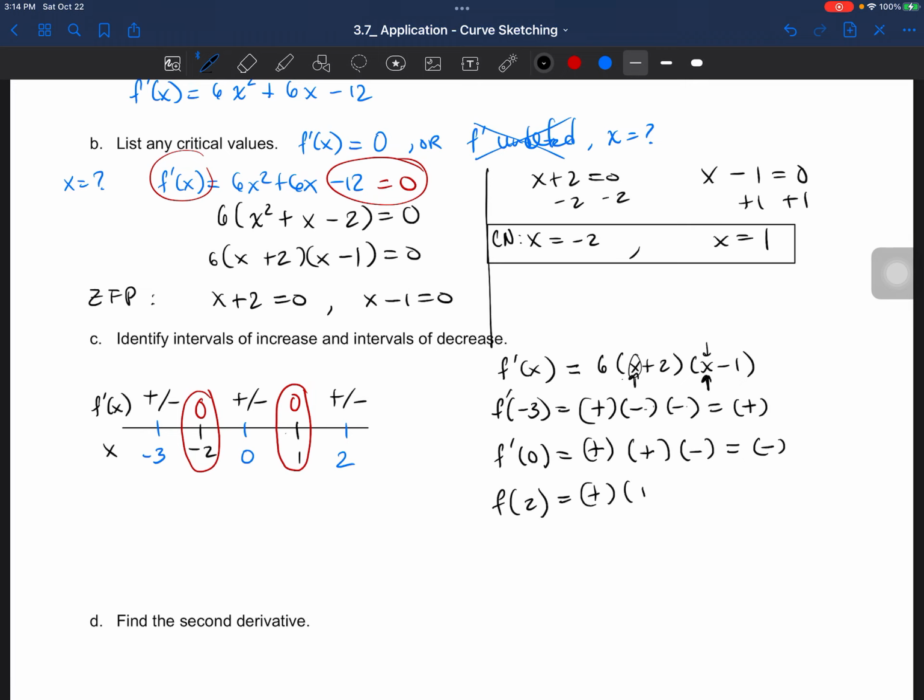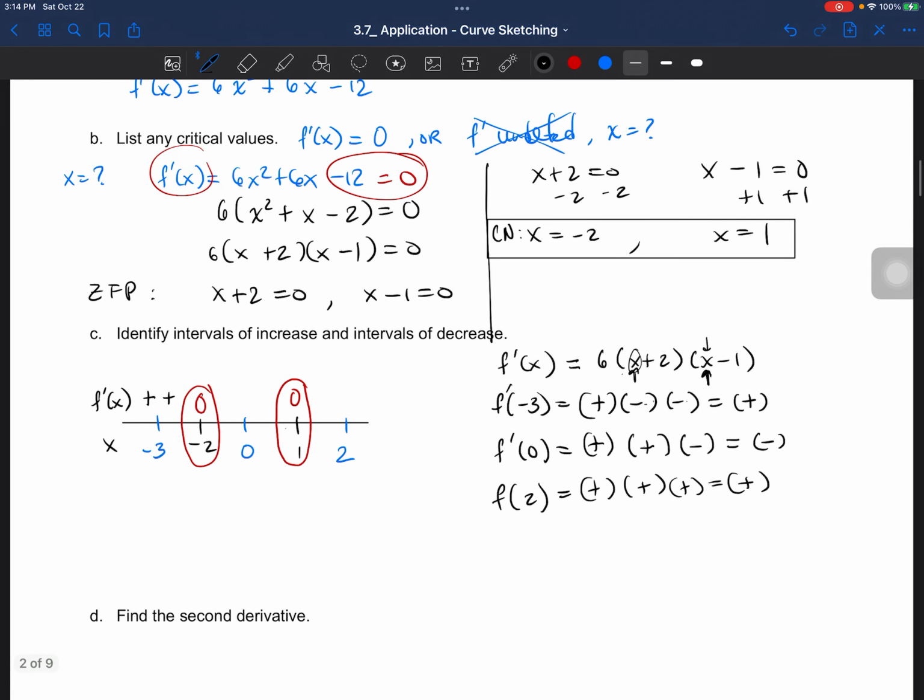All right, and the last one is f of 2. So we have 6 is a positive number. 2 plus 2 is positive. 2 minus 1 is also positive. So positive times positive times positive is positive. So if we go back over here, we already know what the outcome is. It's positive here and here, anywhere there, and between -2 and 1 is going to be negative, negative, negative, and positive, positive, positive, anything after 1.